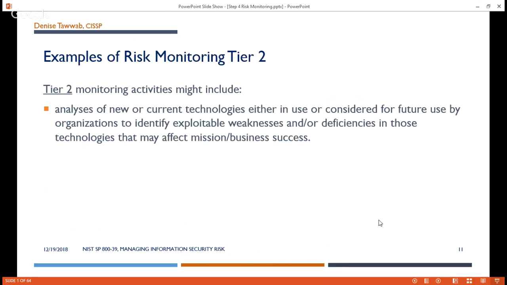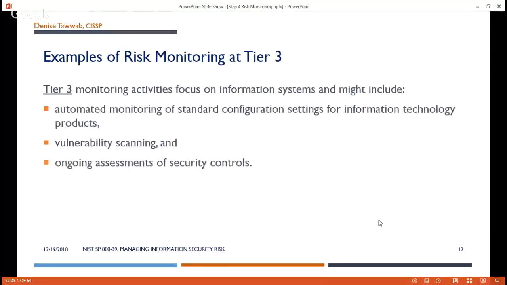At Tier 2, the mission business layer, monitoring activities might include analysis of new or current technologies, either in use or being considered for future use by the business, to identify exploitable weaknesses and or deficiencies in those technologies that could affect mission business success. So you're looking at Tier 2, you're looking at the technology that you might be moving toward. Tier 3 system level monitoring activities focus on information systems and might include automated monitoring of standard configuration settings for IT products, vulnerability scanning, and ongoing assessment of security controls.